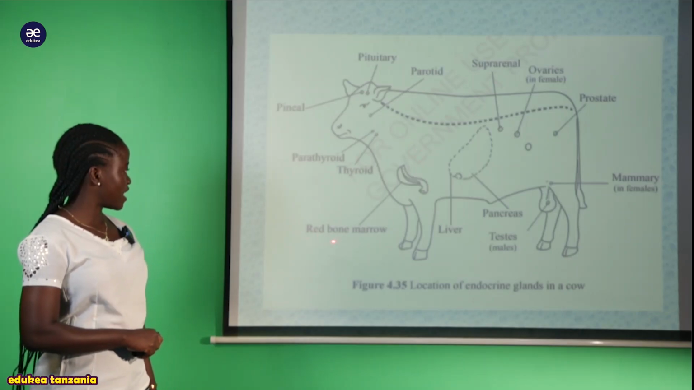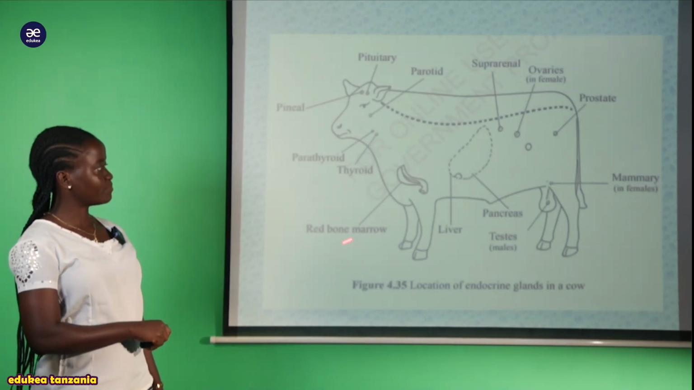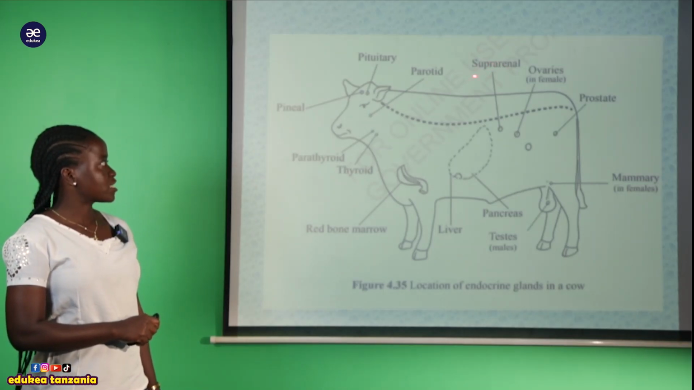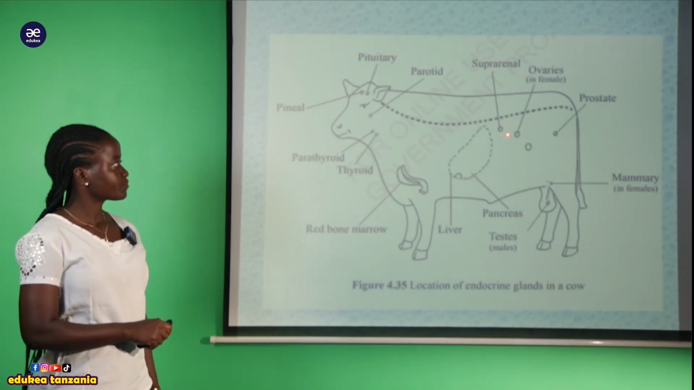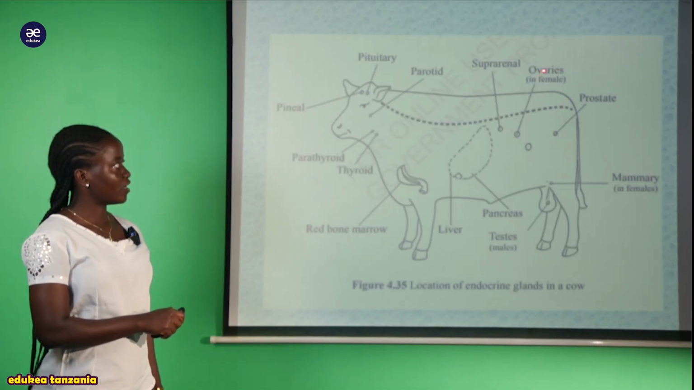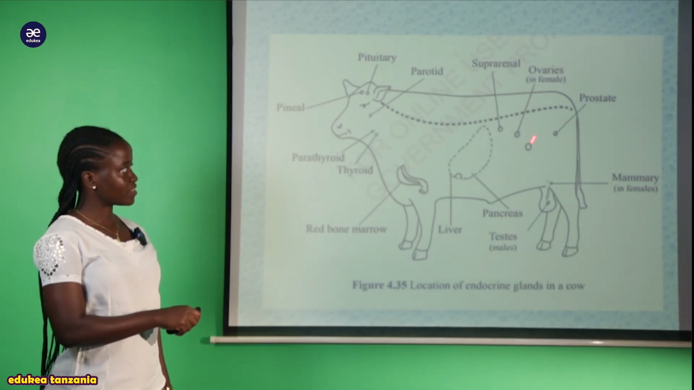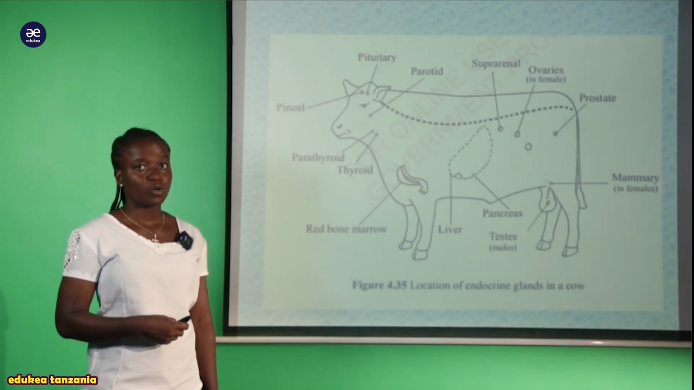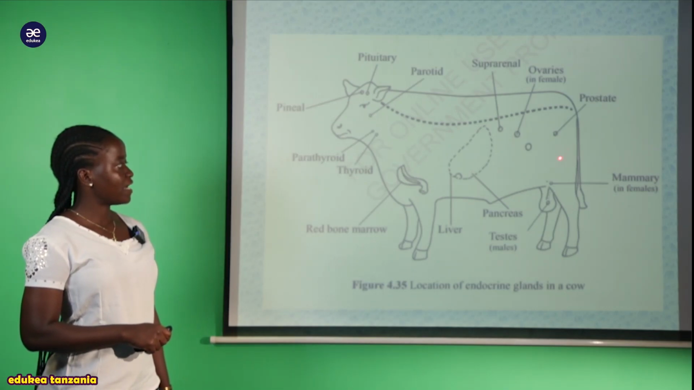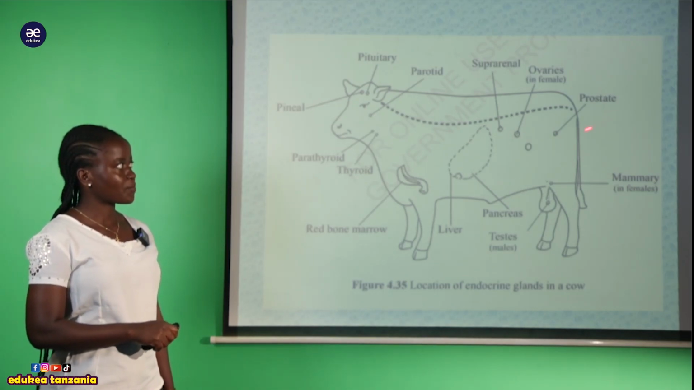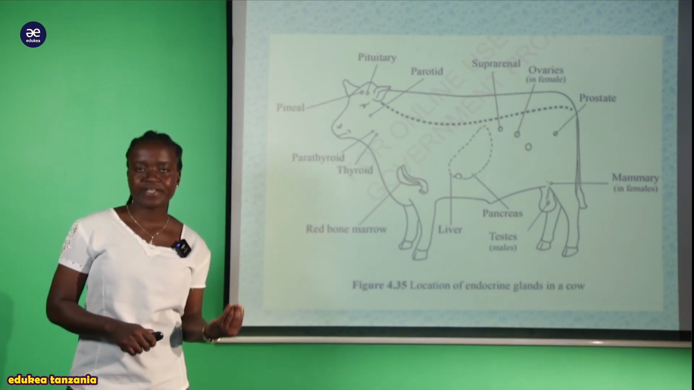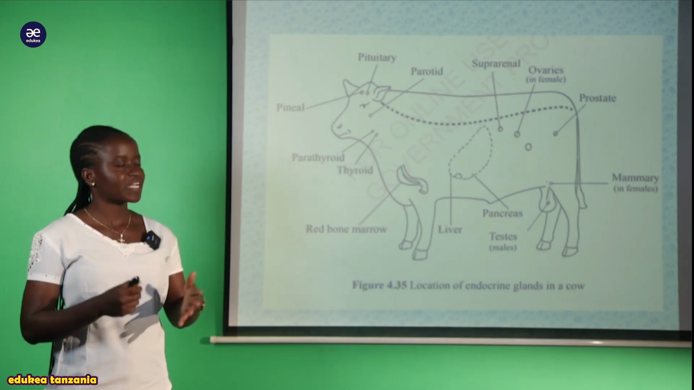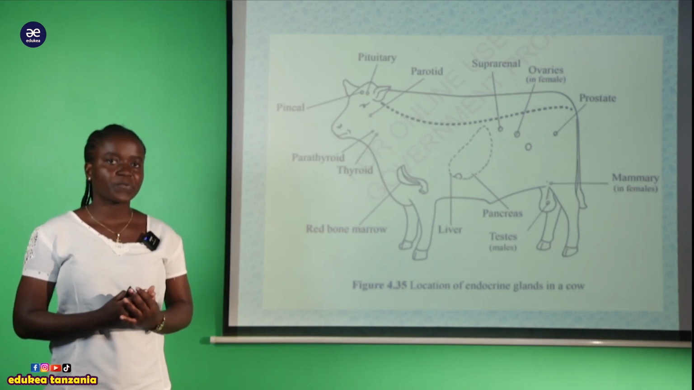And apart from that, we have the red bone marrow. Within the red bone marrow there is also production of hormones. We also have the suprarenal. This one is the ovaries, in the female, within the female there are also ovaries, so within the ovaries there is also production of hormones. And if the cow is male, it will have a prostate. The prostate is responsible for producing prostate hormones, different kinds of hormones which are responsible for reproduction purposes.